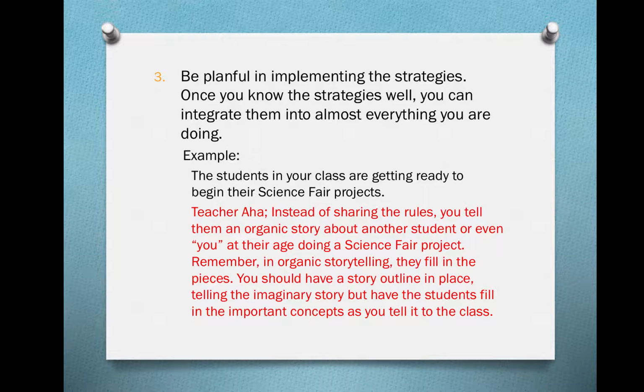Suggestion number 3 asks you to actually plan when you are going to use a specific strategy. Stop the video and move to the next 2 pages when you are ready, reading and discussing the teacher aha moments. Look at the teacher aha moments on this page and the next 2 pages carefully. How do these teachers integrate what they have learned into their daily practice?